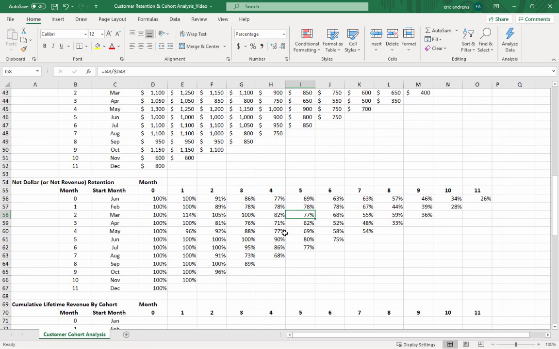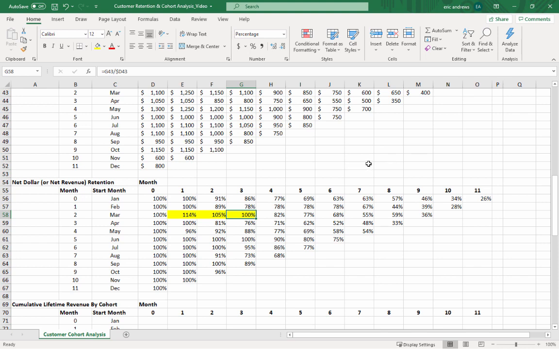And so this is called net dollar retention or net revenue retention. And this is an extremely, extremely important metric. A lot of times they call net dollar retention NDR. And you'll see this referenced a lot in startups. So first thing I want to highlight is you'll see that the NDR here actually goes over 100%.